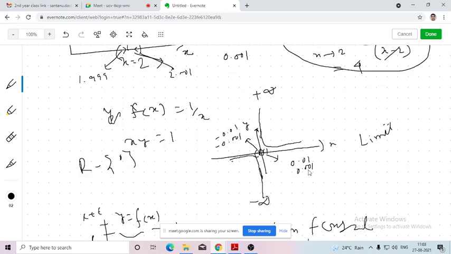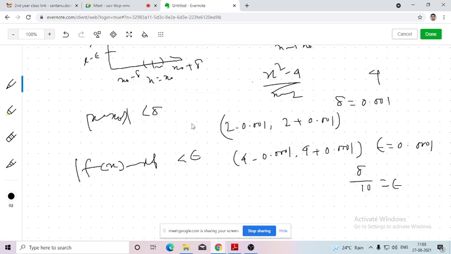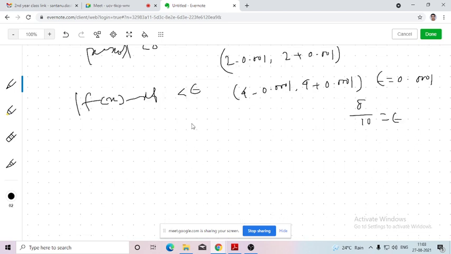But what is happening in that case? So delta is this length. That means the independent variable is varying in that interval, but the dependent variable is varying in that huge interval. So here the limit doesn't exist because epsilon and delta are not comparable. Is that clear? Yes, sir. Okay.